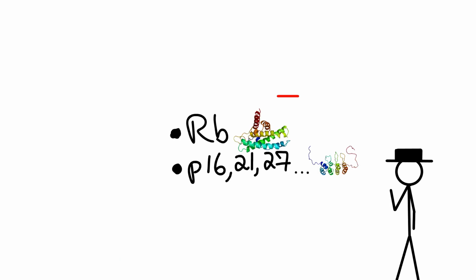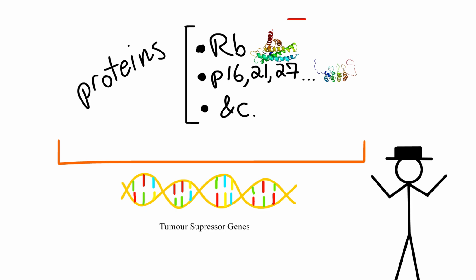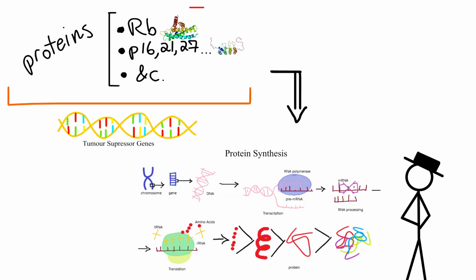Note the fact that all negative inhibitors, which include but are not limited to RB, the P-something inhibitors, and more, are all proteins and they are encoded by the specific genes referred to as the tumor suppressor genes. These proteins are all constructed by the protein synthesis cycle as per usual.